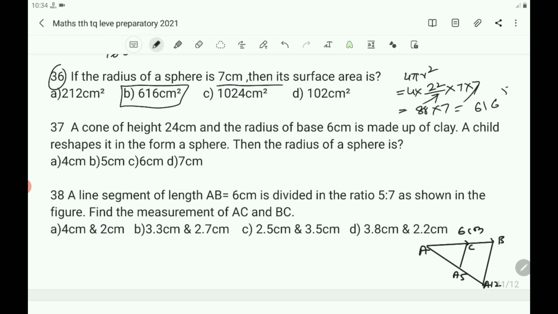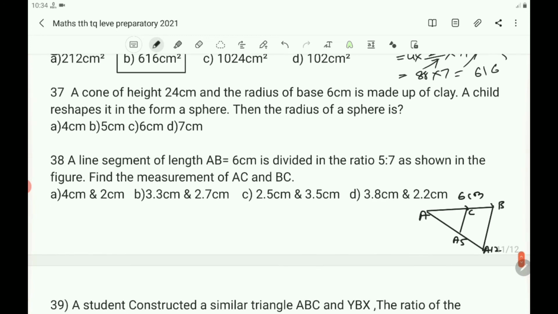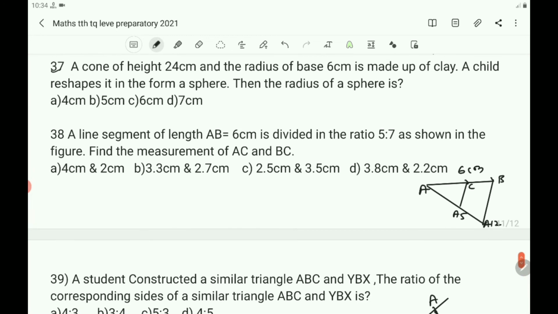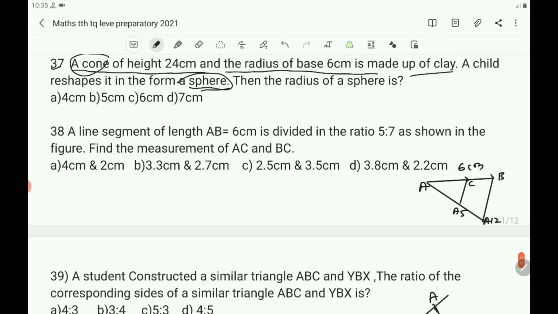That is the surface area of the sphere. How much? 616 cm square. Next let us take the question number 37. If a cone of height 24 cm and the radius of base 6 cm is made up of clay, a child reshapes it in the form of a sphere, then the radius of the sphere is. Here the first shape of the clay is cone. So the volume of the cone becomes equal to the volume of the sphere. So first you get the volume of the cone.